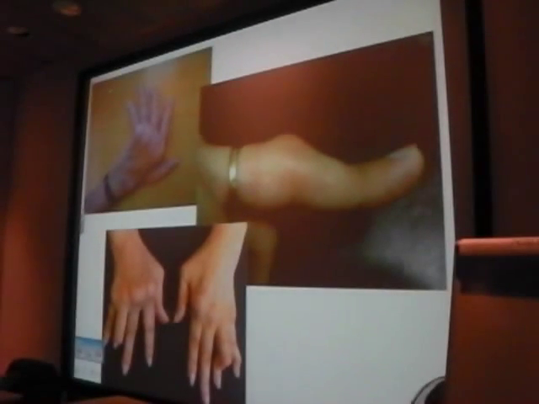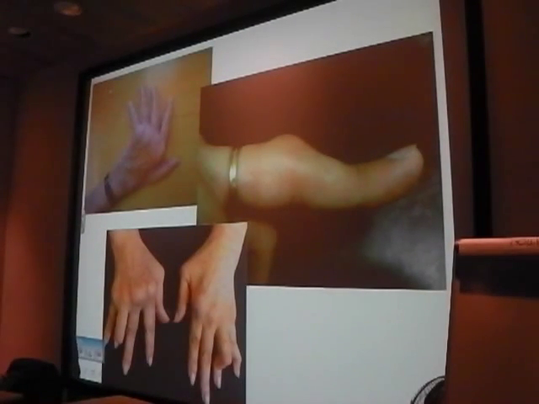Okay, don't shout out the condition, tell me the signs that you've got here. So the top left, this one here. Yep, this one. Yeah, cutaneous. And down here, what's this finger? Yeah, that's the one there. And what do they all represent?